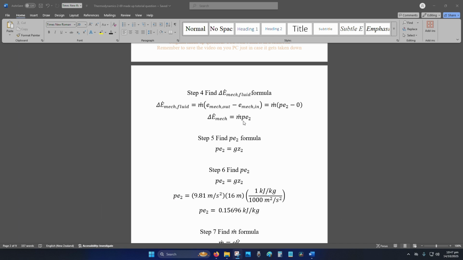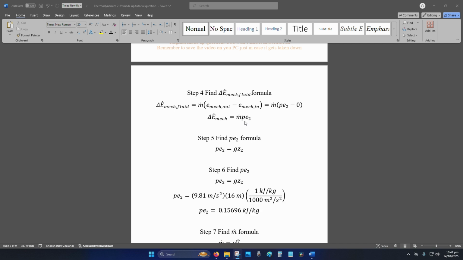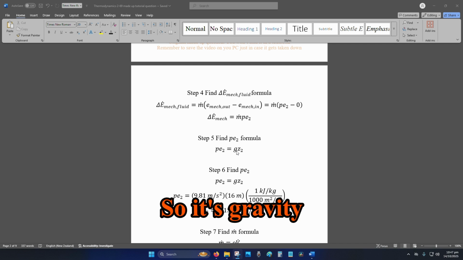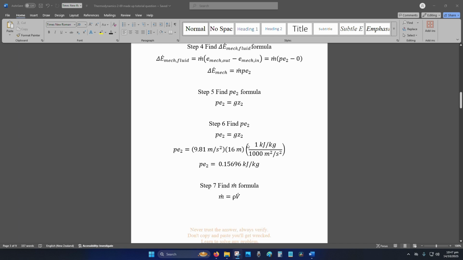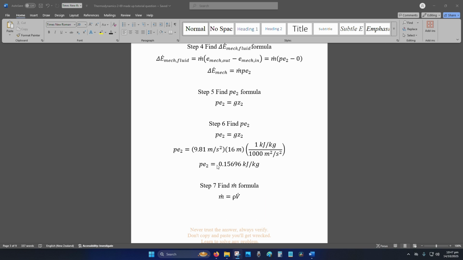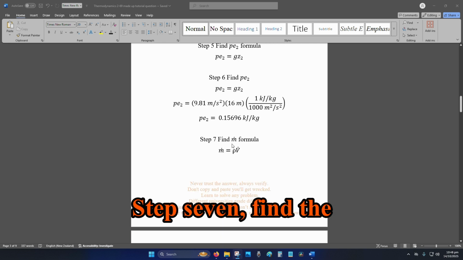So both of these are unknown, so let's find the specific mechanical energy. In this case it will be potential. So the potential specific energy formula is what we're trying to find. It's gravity multiplied by elevation or height. Okay. Step 6, we just plug and play. So gravity multiplied by 16 meters multiplied by the conversion unit. That will give you 0.15696 kilojoules per kilogram.